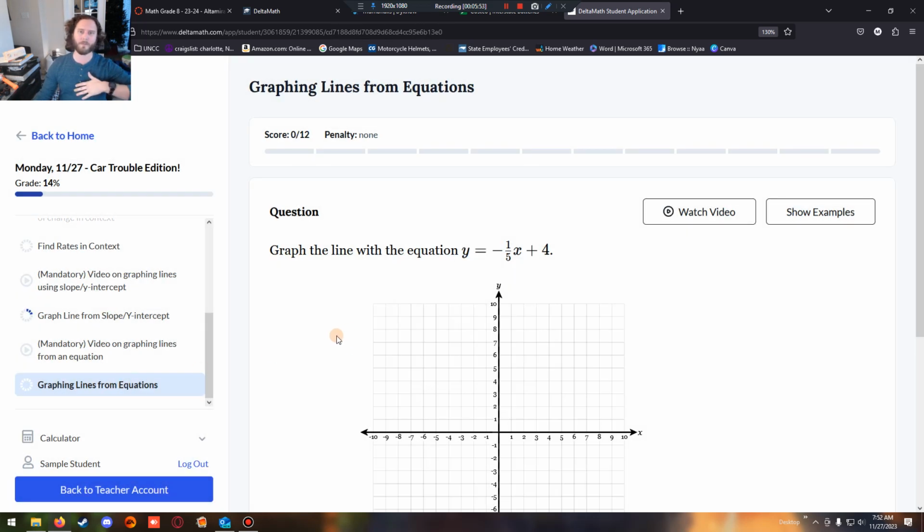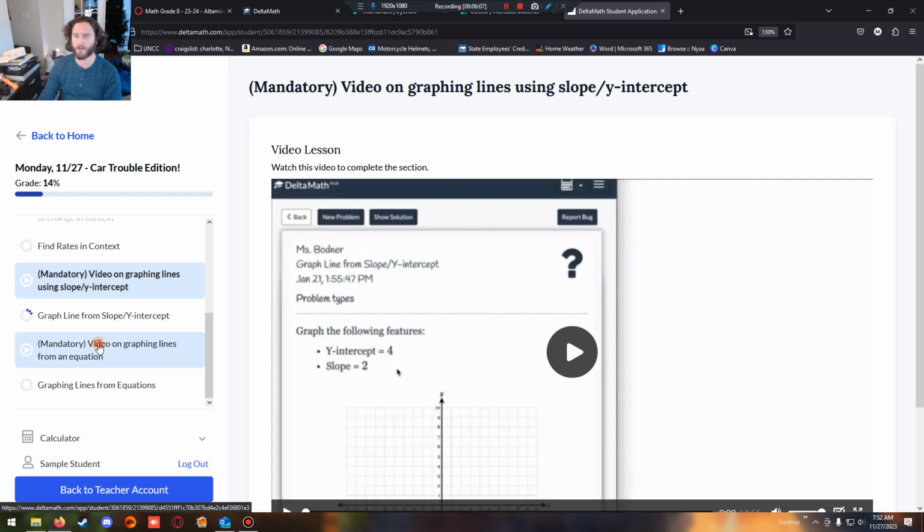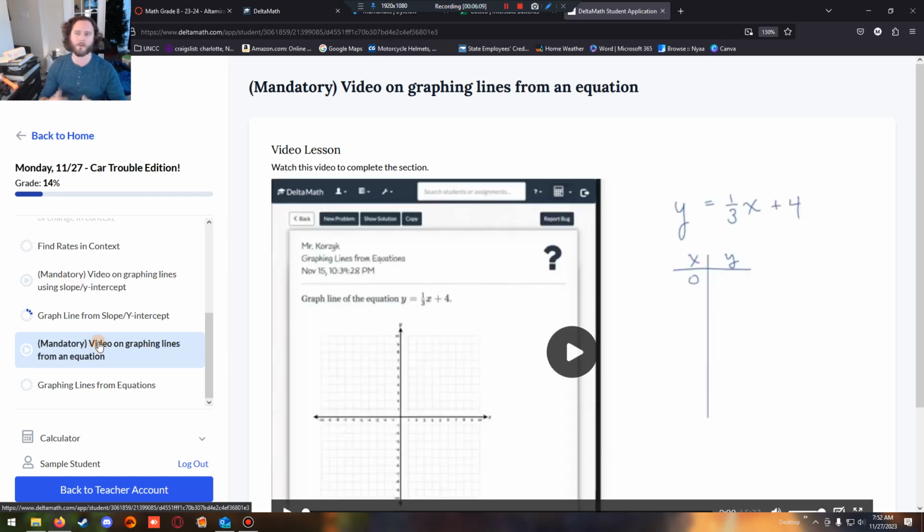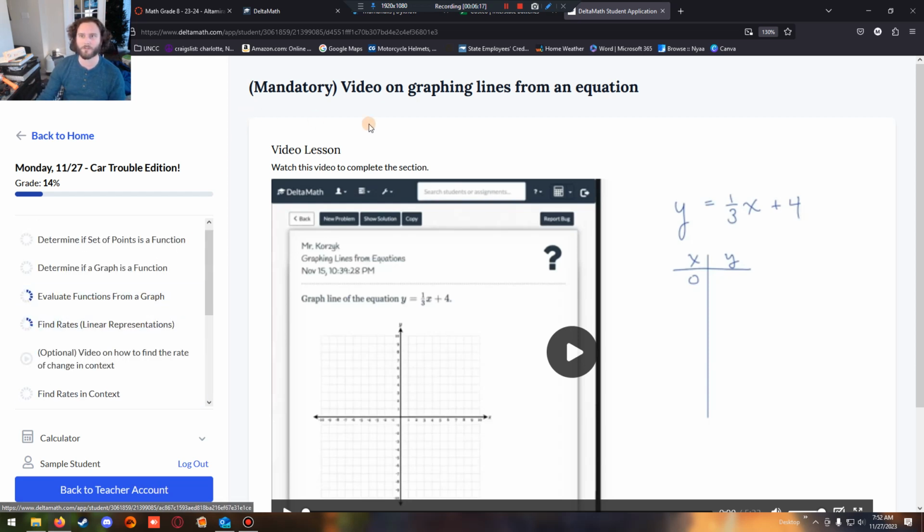For graphing lines from the equation, it's no different. It's just a matter of determining what is the slope and what is the y-intercept. The thing in front of the x is still the slope. The thing after the x is your y-intercept. And these two videos, if they say mandatory, they're mandatory if you were not here. If you were here and you do know how to do this, you can skip that video. But hopefully this video gets you caught up to speed.